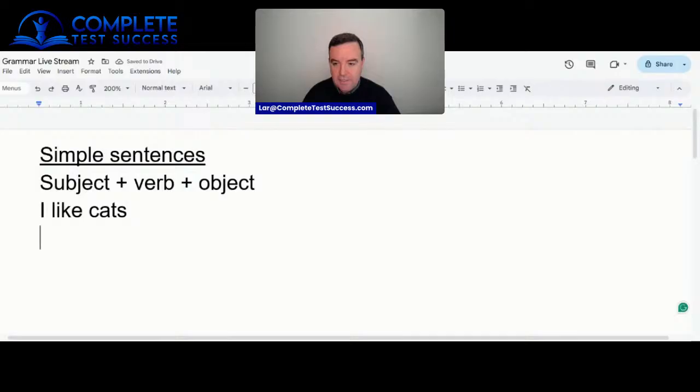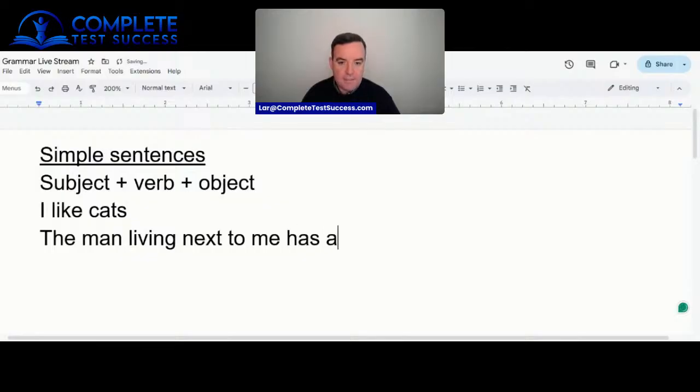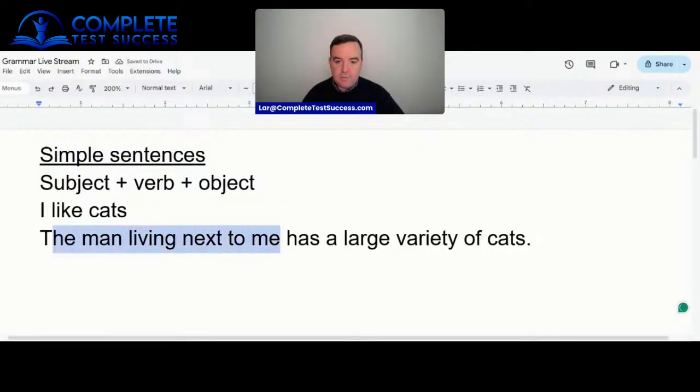So if I said something like, the man living next to me has a large variety of cats. So here we still have subject plus verb plus object, but obviously that's more complicated. So what we're talking about, simple structure, is basically just subject plus verb plus object.